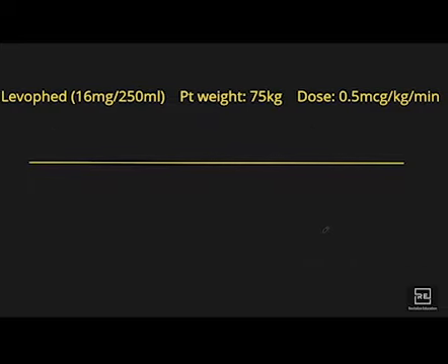Now, the next example we're going to use Levofed again. We're going to use that 16 milligrams and 250 concentration, and our patient weight now is going to be 75 kilos, and we've got a new dose at 0.5 mics per kg per minute. So just like before, we're going to start off with the weight, which is 75 kilograms, and then we're going to incorporate the dose. So 0.5 mics per kg per minute.